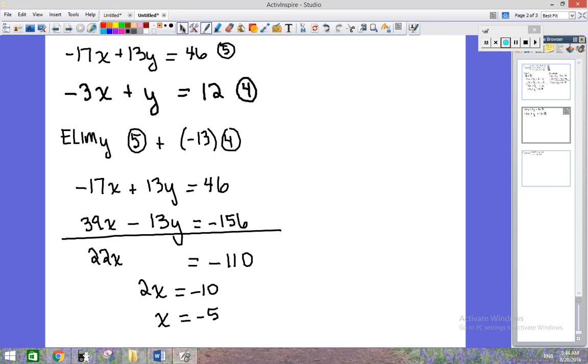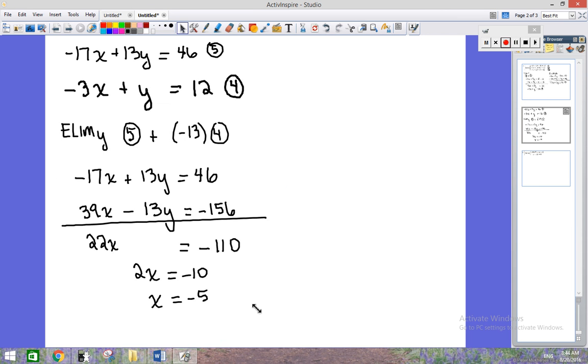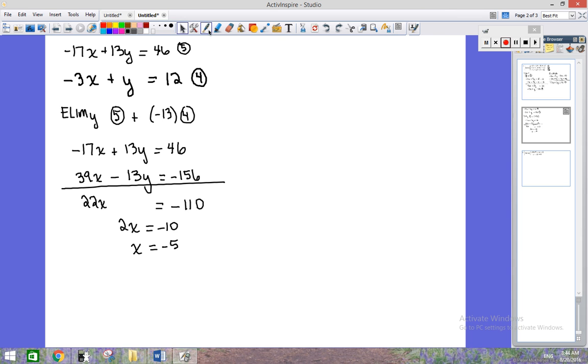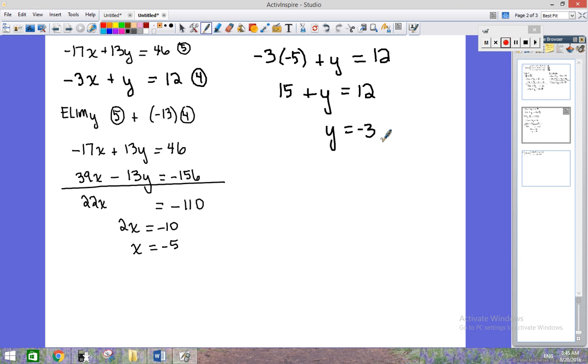So let's shrink this up a little bit. And I can do it up here. I've got equation 4, which is negative 3 times x, but I'm going to replace that x with negative 5. Then plus y is equal to 12. Well, a negative times a negative is positive, and 15 minus 3 is 12. Y has to be a negative 3.